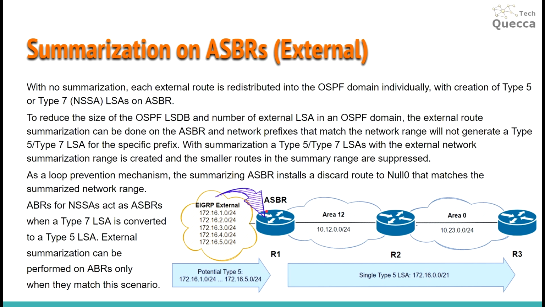ABRs for not so stubby areas act the same as ASBRs when a type 7 LSA is converted to a type 5 LSA. External summarization also can be done on ABRs only when they match this scenario, as they are ABRs for not so stubby areas. We will see it in an example.